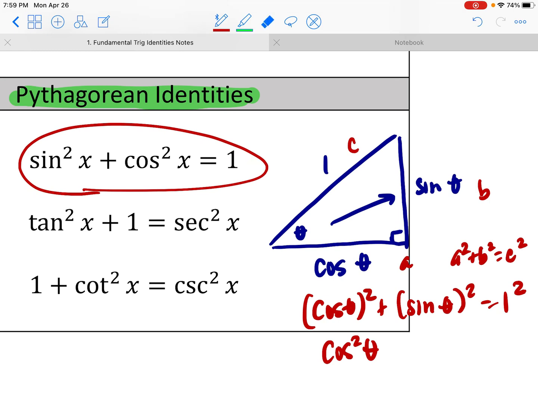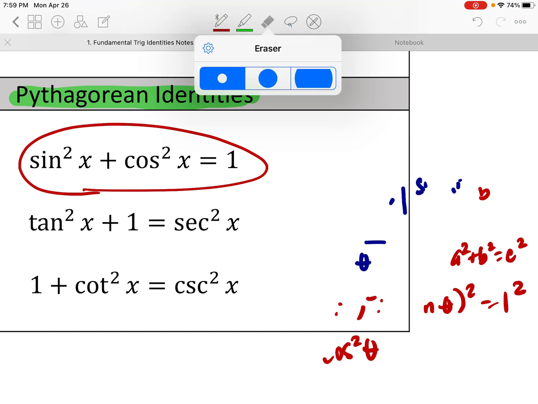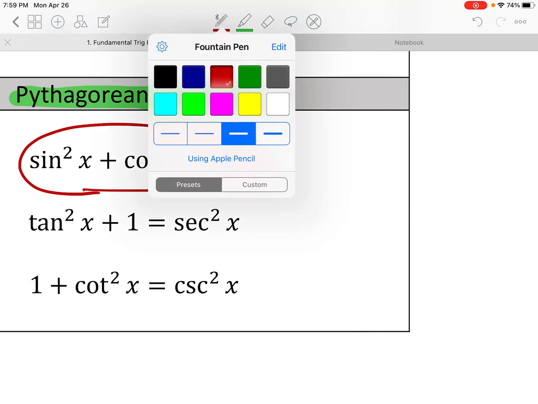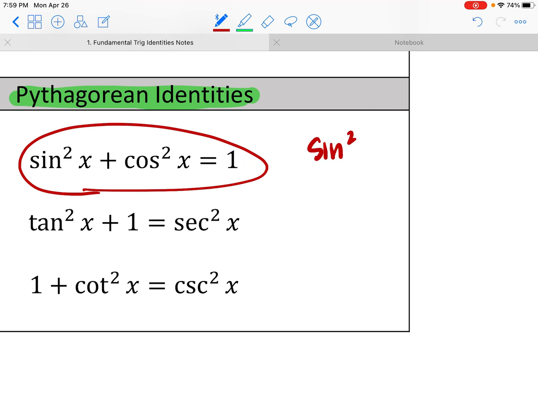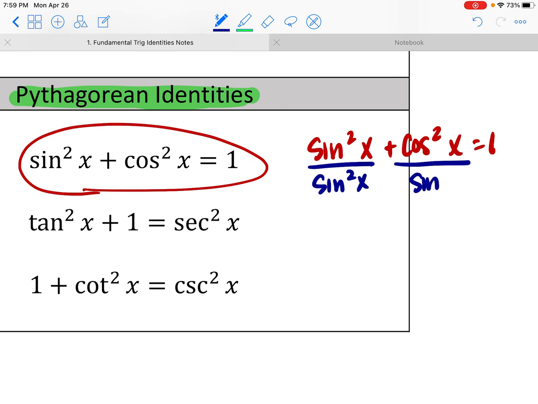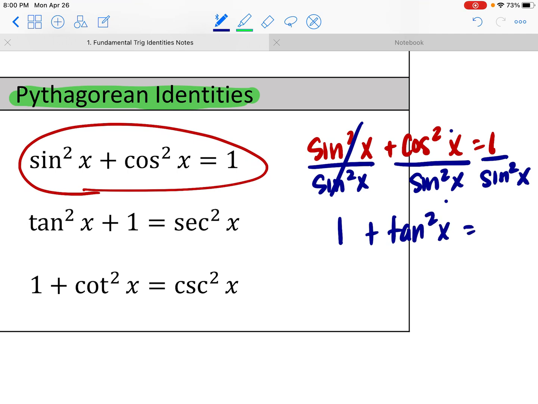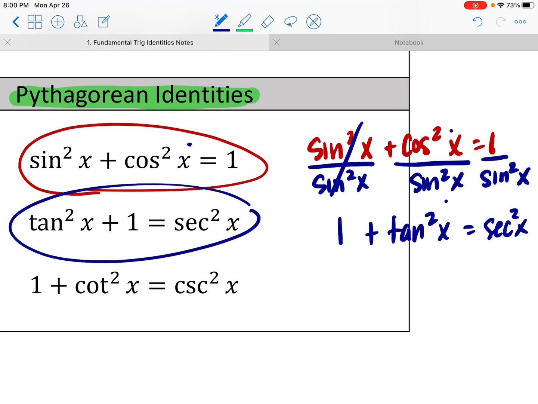Now, the other two Pythagorean identities come from the first one. Let me show you. So if we take this first one, sine squared x plus cosine squared x equal to 1, and let's say we divided both sides, or every single term, by sine squared. If I divide everything by sine squared, that's a legal move, right? We can divide both sides of an equation by something and keep the balance of the equation. Well, this is going to reduce to 1. And then cosine over sine, we know is tangent, so we can call this tangent squared. And then 1 over sine, we know is secant, so we can call this secant squared. And so that's where this one comes from. It comes from taking this one and dividing it by sine squared.